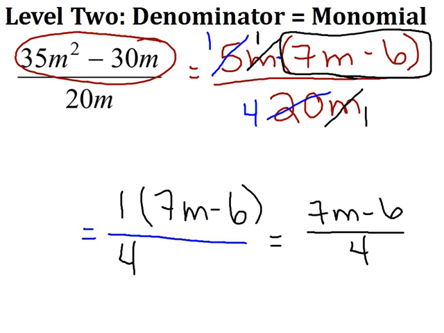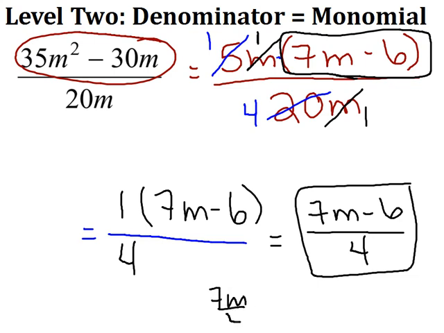Now you can still go back to the same method as before, method 1, as we said, and you could rewrite it as 7m over 4 minus 2/3 if you would like. It is equivalent. However, the additional step is not necessary in this case. It would be completely acceptable to leave it as the 7m minus 6 over 4.